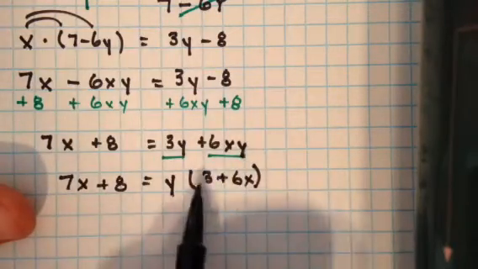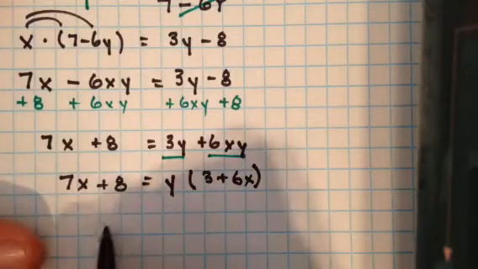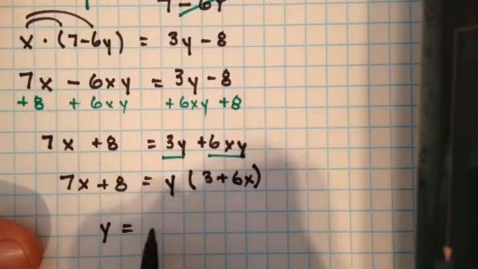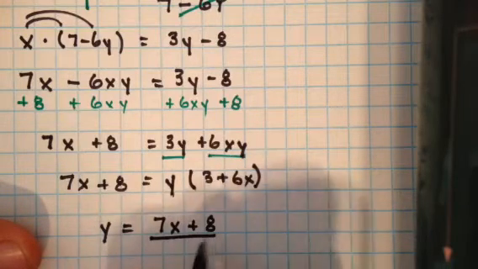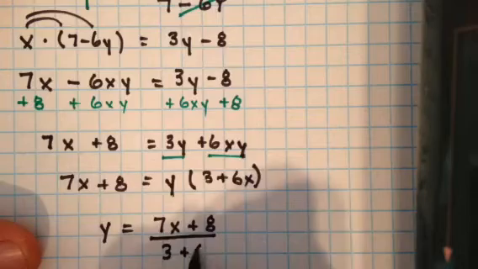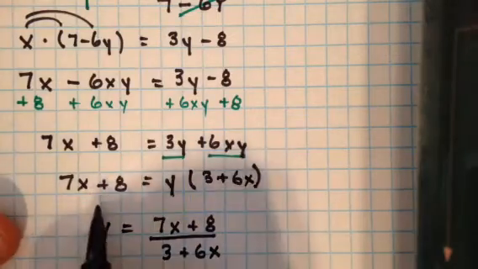Last step is to take this 3 plus 6x and divide it from both sides. And so what we end up with is y is equal to 7x plus 8 divided by 3 plus 6x. And that's your final answer.